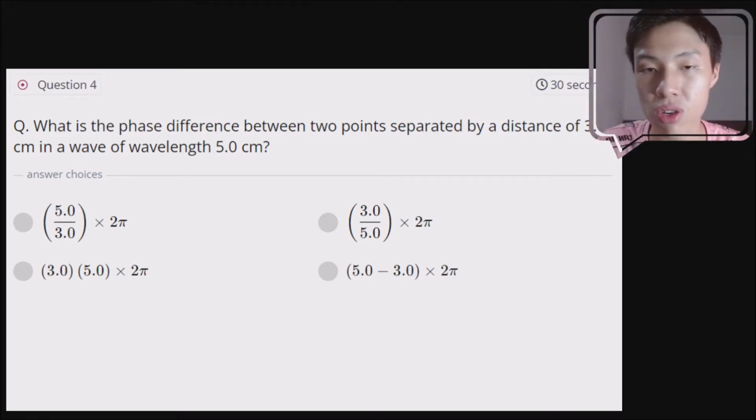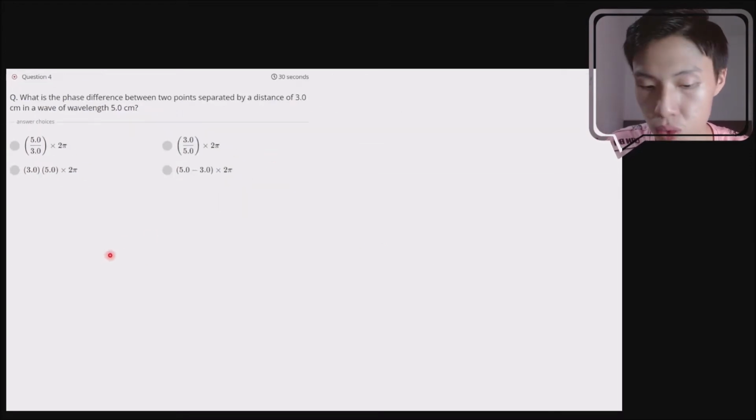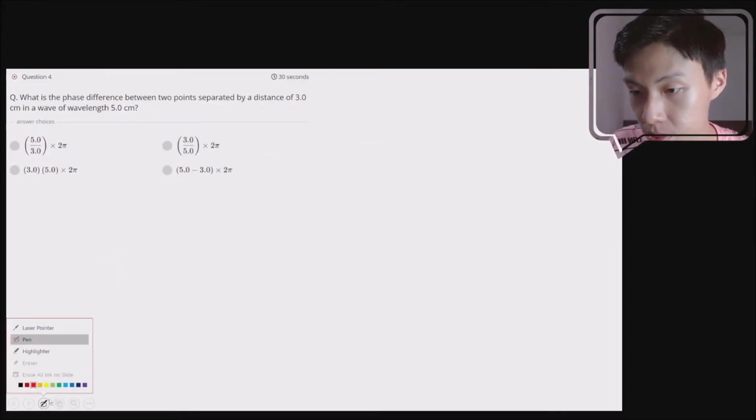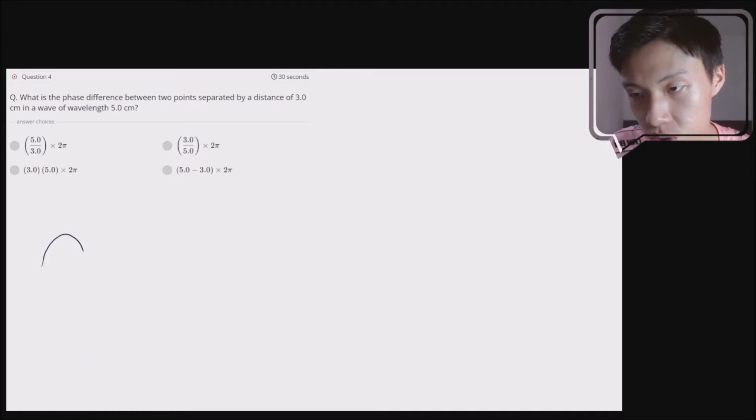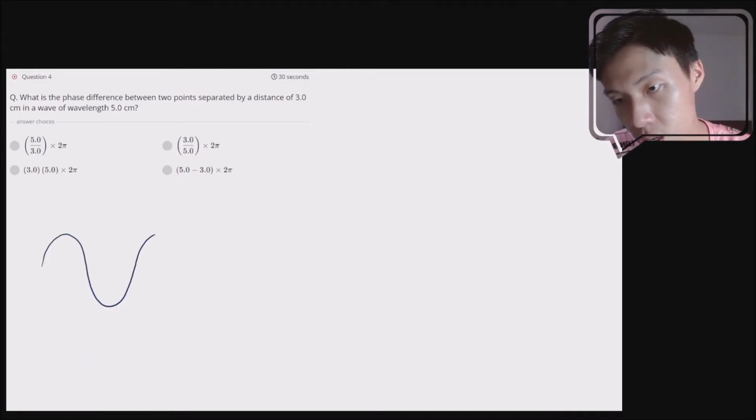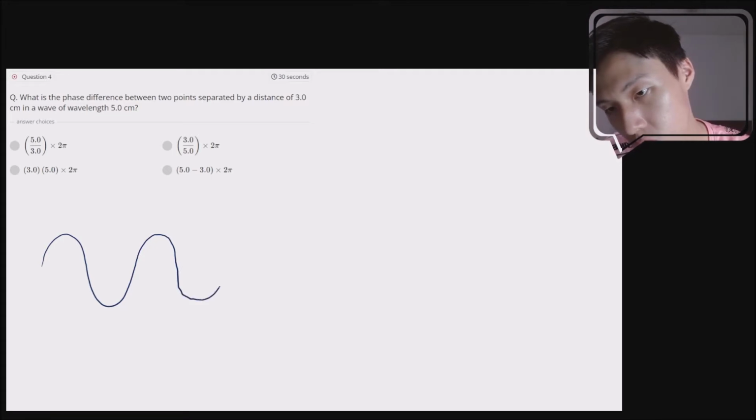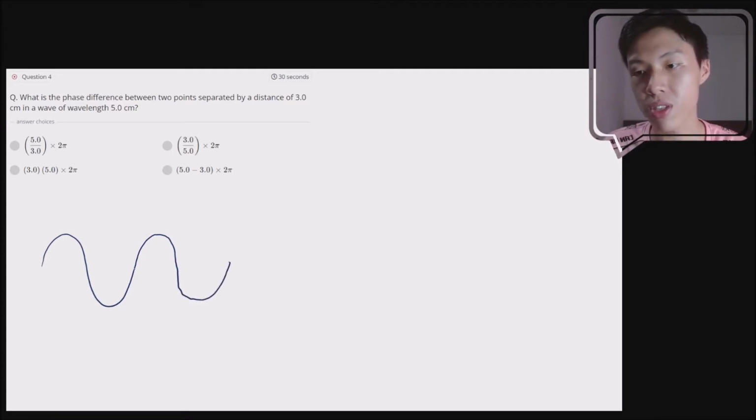Okay, so let's try to draw out the situation maybe. So we know that a wave looks something like this. So let's draw a sinusoidal wave. So this is what a sinusoidal wave looks like. Over here, I have drawn two complete wave cycles. As you can see here, this is the first wave cycle and the second wave cycle over here.